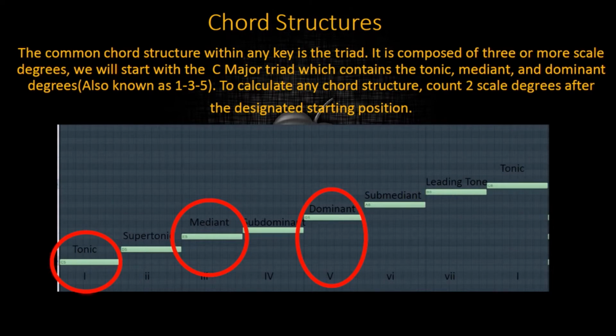And really, to calculate any chord structure, count 2 scale degrees after the designating starting position. Easy to do. We have our 1, and then we add our 2 scale degrees. We have our 3, and then we add 2 more. Then we have our 5, we have our 7, and so on. But we'll get to that later. The triad position really denotes if it's going to be a happy, upbeat, or down and dramatic sound.